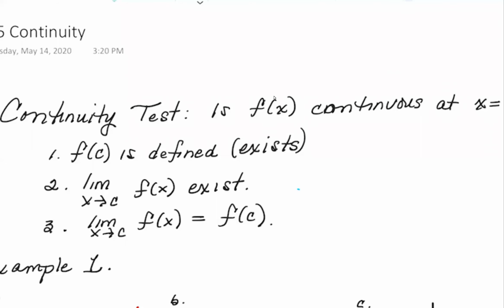In this section, we look at the continuity test. So what is the continuity test? In other words, how do you determine if a function f of x is continuous at a point x equals c? Well, the continuity test has three criteria.